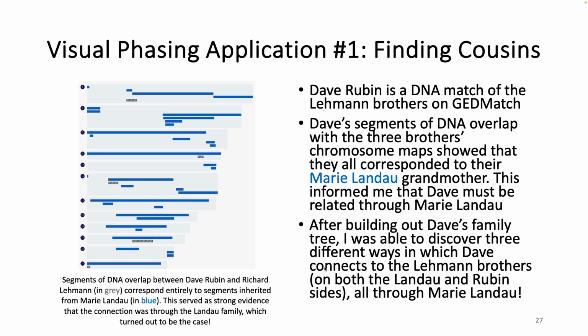So I've just talked about visual phasing, how it works, and the lengthy process that it takes to be able to solve for each of the chromosomes. So why would I do all of this?